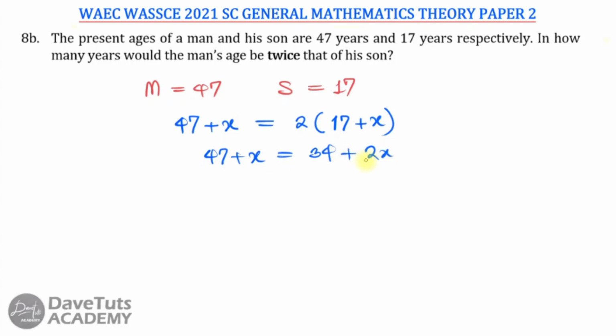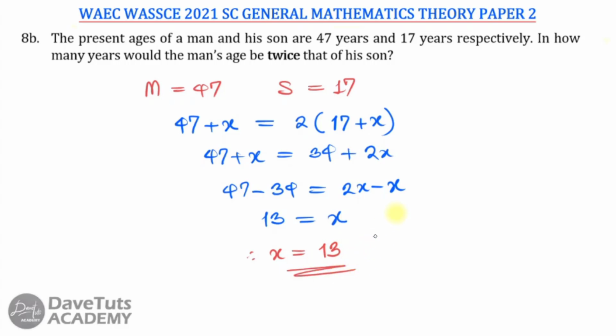All we need to do is to move the like terms together, and in this case, we will have 47 minus 34 is equal to 2x minus x, okay? Then 47 minus 34, this is 13, and 2x minus x, that is x. So the number of years when the father's age will be twice that of his son is nothing but 13, and our work is done and dusted.